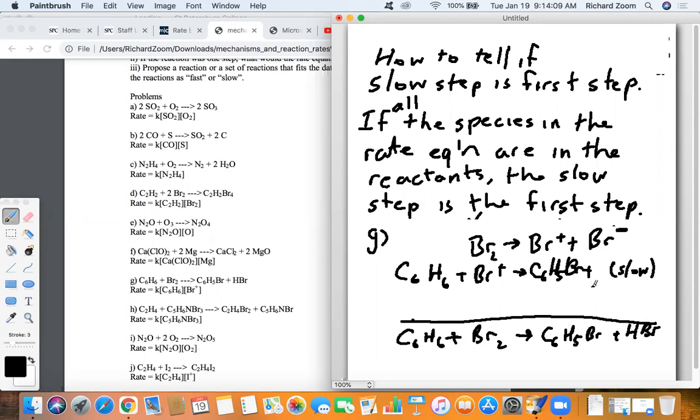An H. Not just an H. Again, we're having an issue with balancing here because this is C6H6 plus Br+. What does that have to be? What has to be H+? And then H+ plus Br- gives HBr. And that would finish it up. So this is fast and the other one's fast as well.